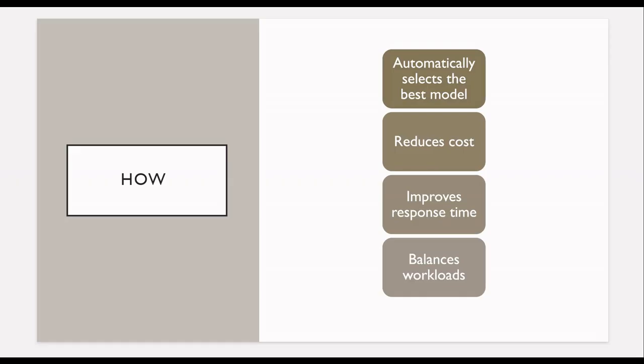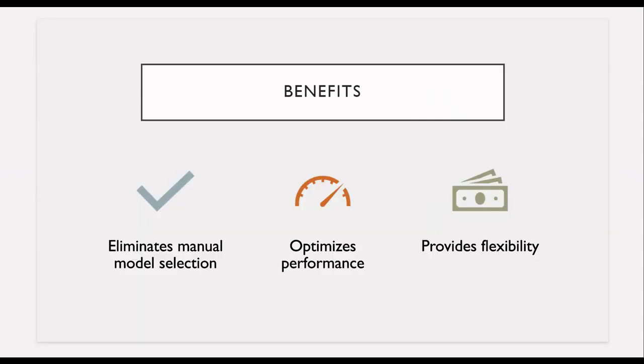Then it also reduces the cost by selecting a cheaper model when high accuracy is not actually needed. Third, we have improved response time. The model router picks the best or fastest model based on the user's request, so when speed is the priority, it will go with the fastest model. The last one is balancing workloads. If we are going with the model router, then we are not overwhelming just one kind of model with our requests. And here is the last one, which talks about the benefits.